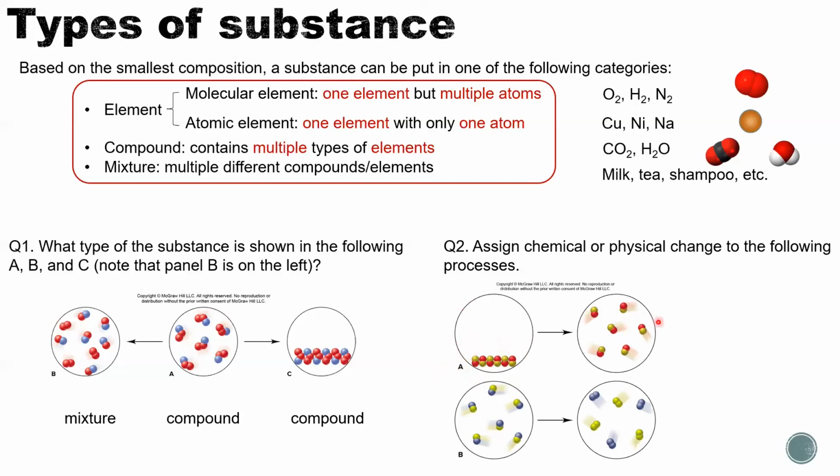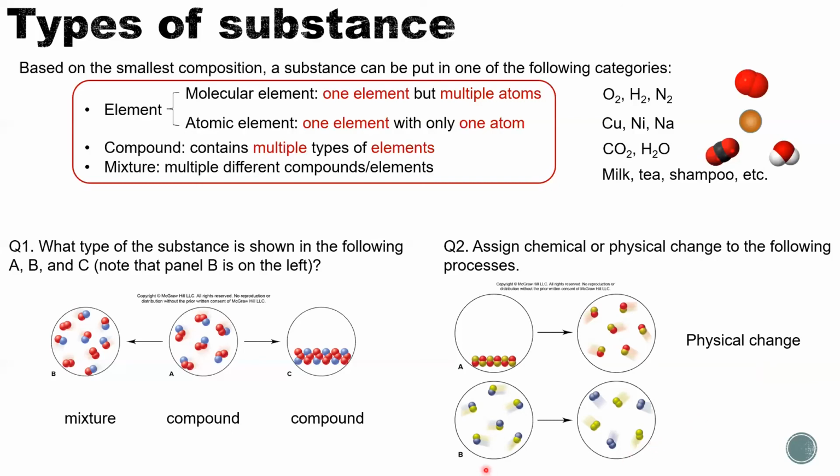From the left to the right, the circle is in the gas phase, and you can also see it's made up of just one group. One group is composed of 1 red ball and 1 yellow ball. So the composition does not change. There is no new substance created. It's just going from the solid phase to the gas phase. So A is a physical change.